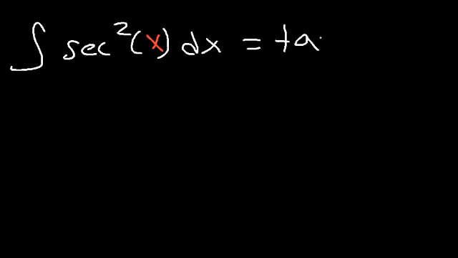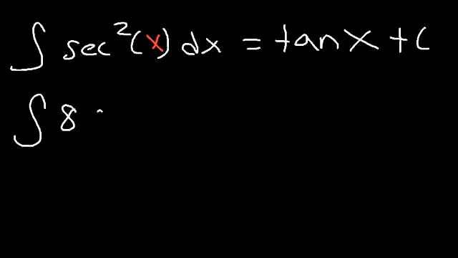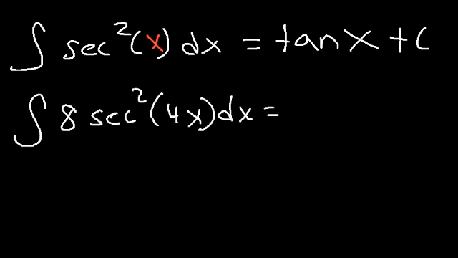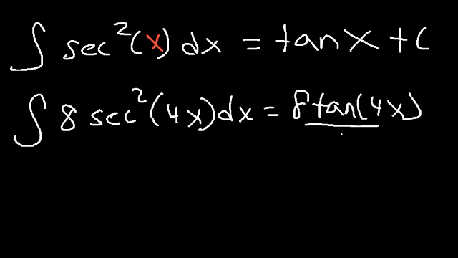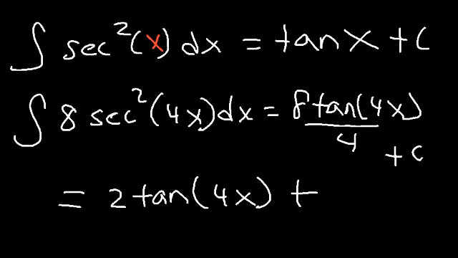Now what is the antiderivative of secant squared dx? The derivative of tangent is secant squared, so the antiderivative of secant squared is simply tangent x. So if we want to find the antiderivative of 8 secant squared 4x, this is going to be 8 times tangent 4x, but divided by 4 plus c, which becomes 2 tangent 4x plus c.